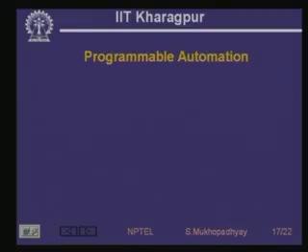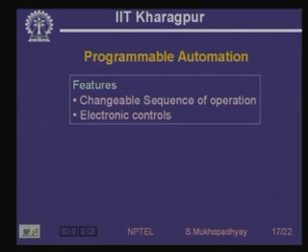Now, gradually, let us go for programmable automation. Programmable automation is one where you need to make changes more frequently, may not be every day, may not be every hour, but you still need to make a change perhaps once in a week or once in a month. Since the basic equipment life is going to be much more than a month, you need to make it programmable, so that you can reasonably easily change the sequence of operation. So, it has a changeable sequence of operation and it has electronic controls.